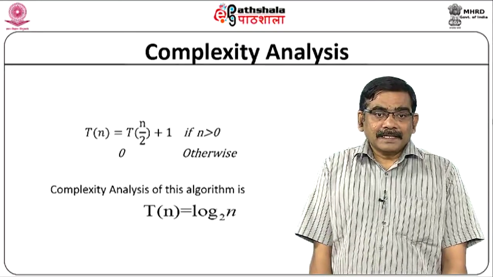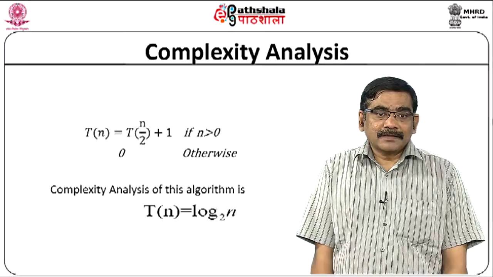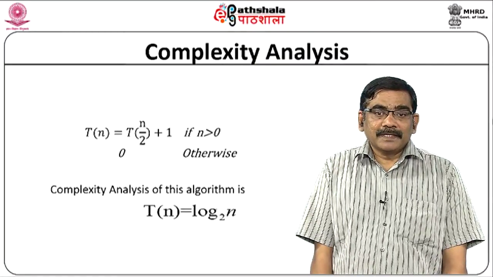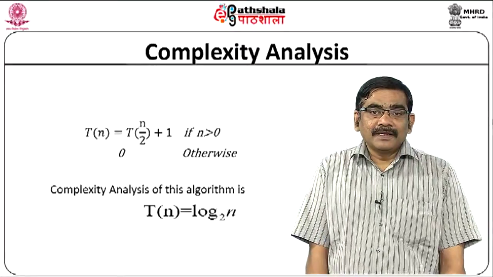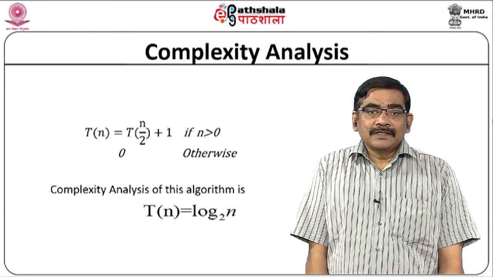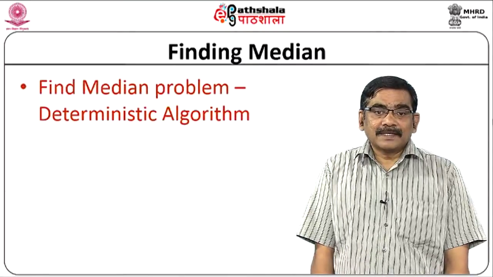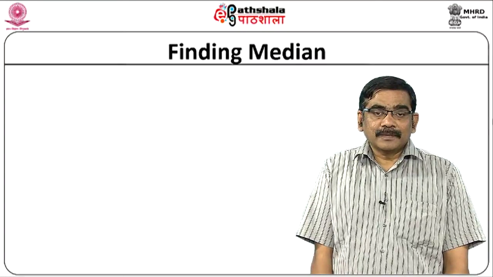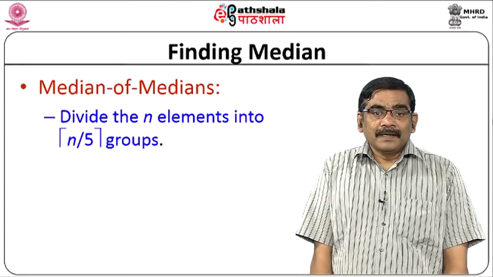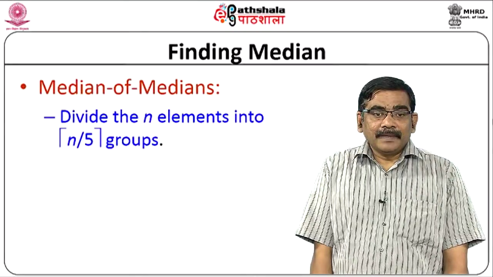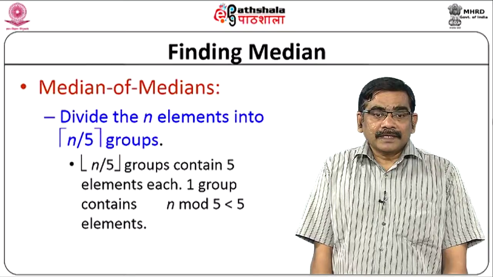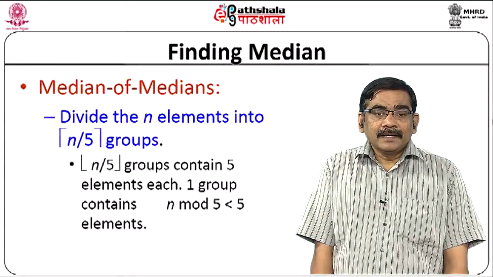What is the complexity analysis? The complexity analysis is going to be T of n is equal to T of n by 2 plus 1. That means at least half is guaranteed. Even if that is the case, the complexity turns out to be T of n is order of logarithm of n. We can extend this idea for the median. So, this is a deterministic algorithm, and the logic is very simple.